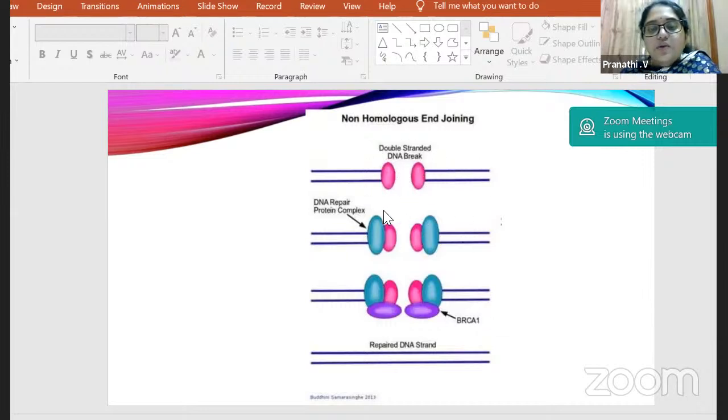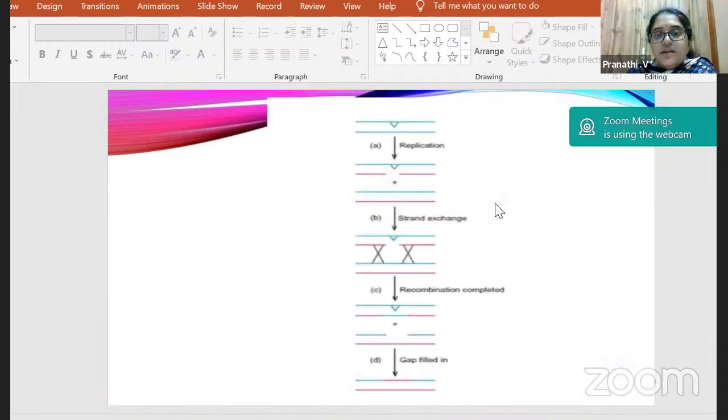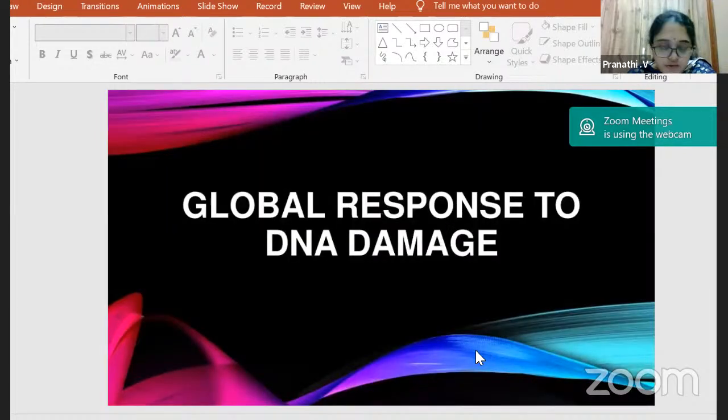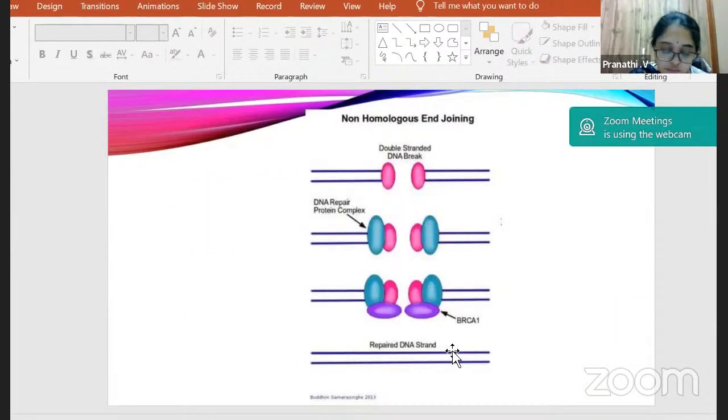There's a double-stranded break, so a repair complex comes in, BRCA genes come into place. Then you have recombinant repair also. In this recombinant repair, what happens is you have replication taking place, strand exchange. Then you have recombination that is completed over here with a gap, so that is being filled. This daughter strand gap which is present is getting filled over here. So the example is again BRCA1 and BRCA2. They are involved in this recombination repair together with homologs of the yeast genes, that is RAD51 and RAD52 for that matter.